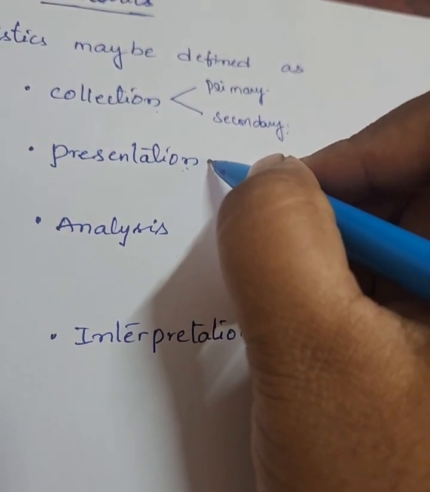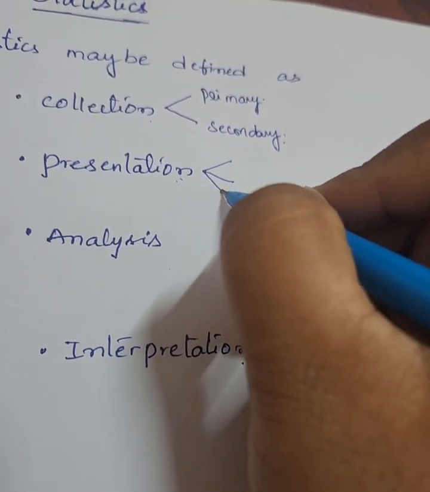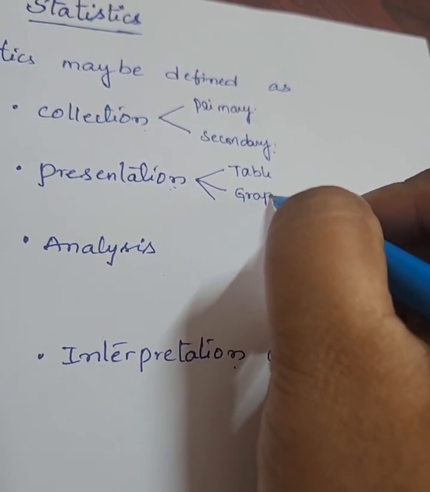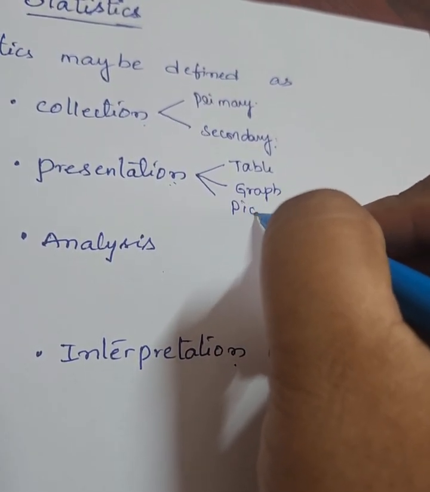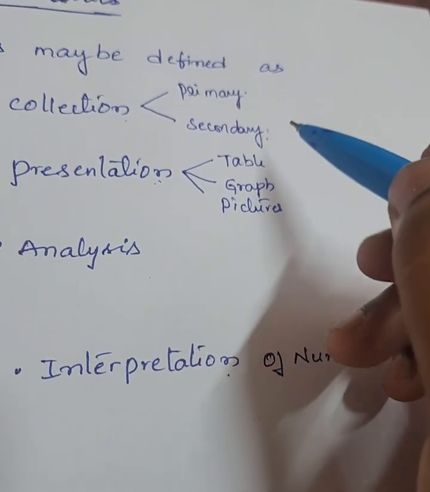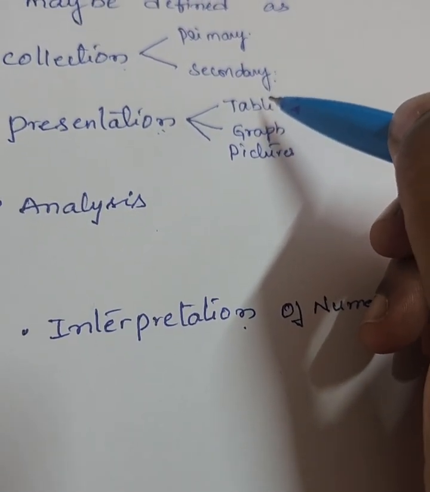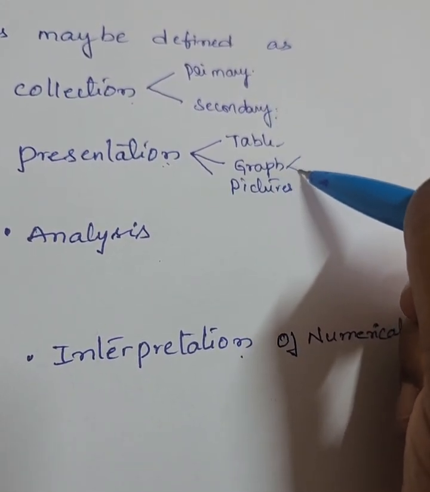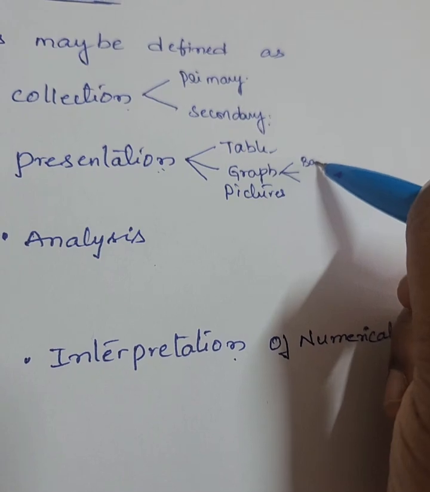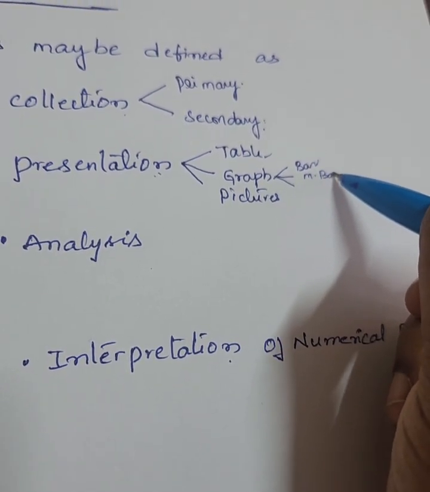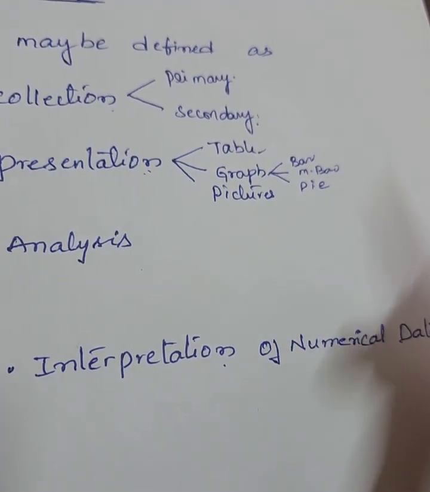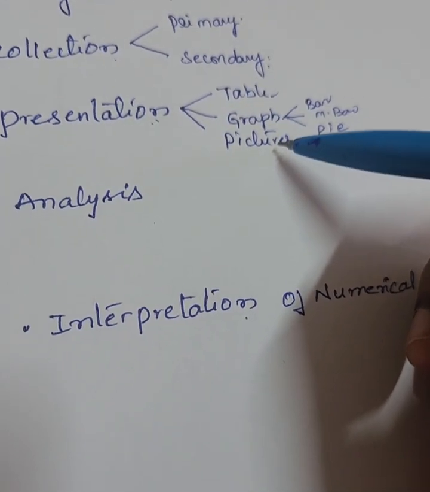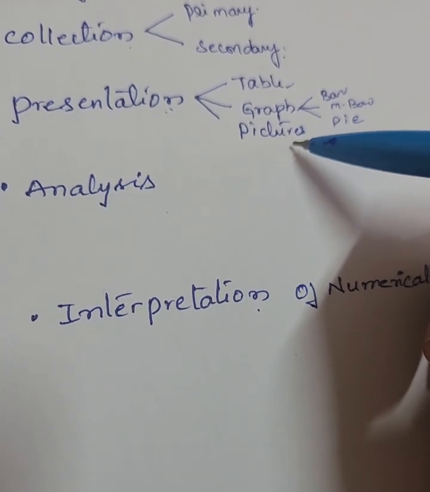Now, data presentation. We can present the data in the form of a table, graph, and pictures. We can present this data in the form of a table or graphs. In graphs we have many types: bar graph, multiple bar graph, and pie diagrams, and so on. And also by pictograms and cartograms we can present the data.